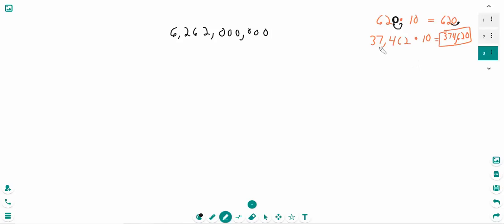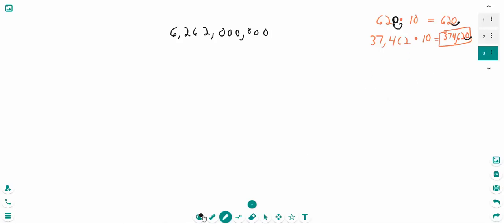Same thing applies here. I had the 37,462. The decimal was right here. I simply moved it over one location and set it right here, and that gave me the new number. So when we multiply something by 10, all we're doing is moving the decimal place one position to the right. Okay? So that would work too if I have a decimal.